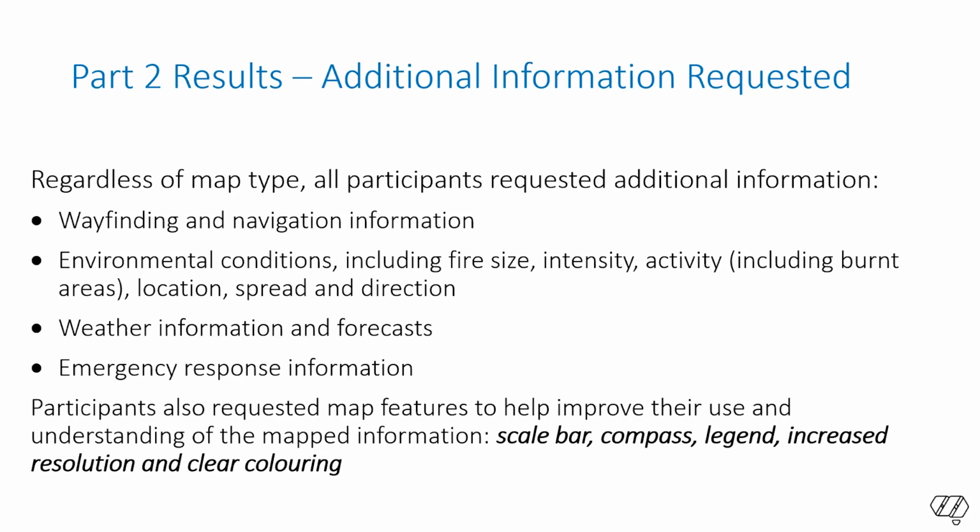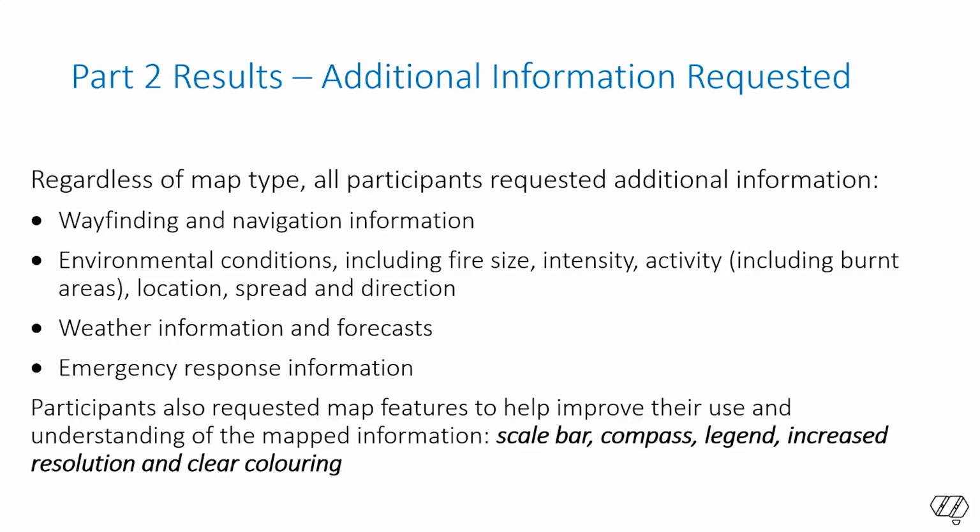And so here they wanted to see city and town names, landmarks, topographical information, parks and road names, as well as traffic information, road closures, location of refuges, and potential routes for evacuation. People also wanted environmental conditions, so the fire size, its intensity, its activity, including burnt areas, its location over time, its spread and direction.